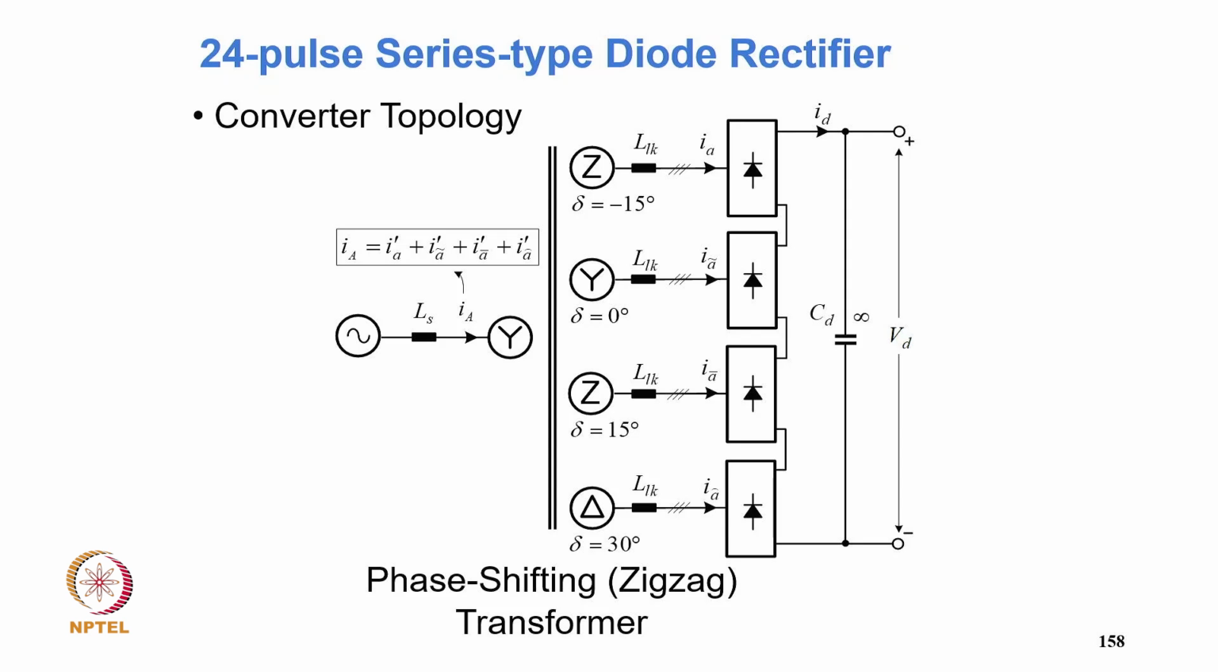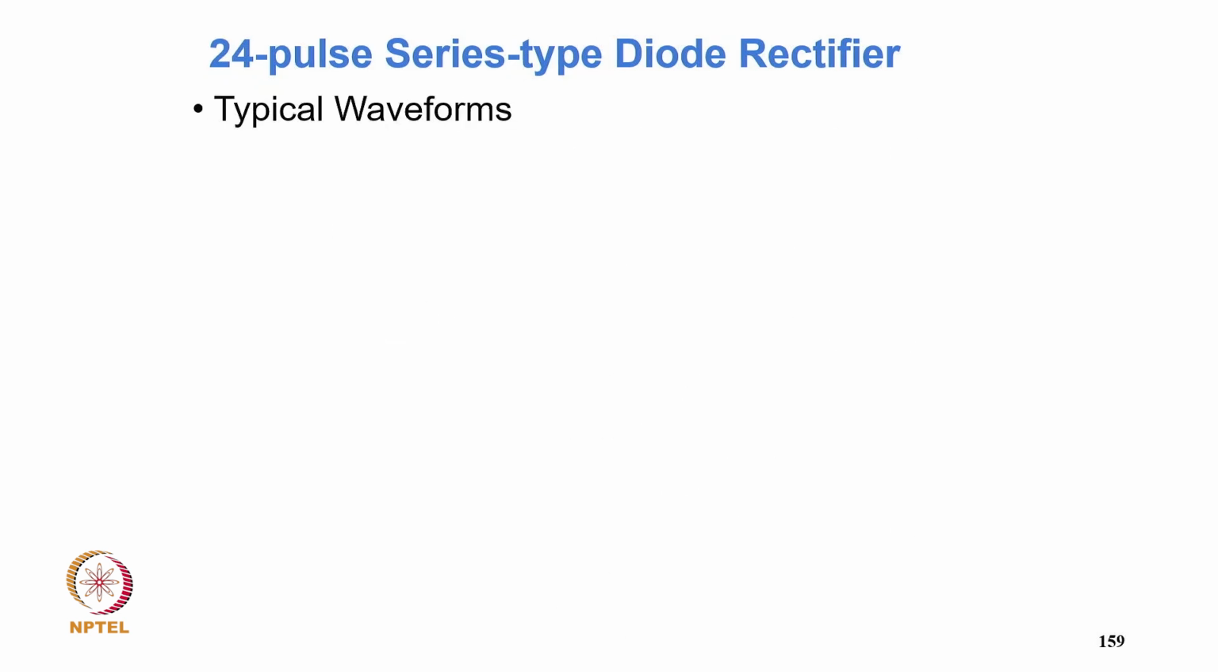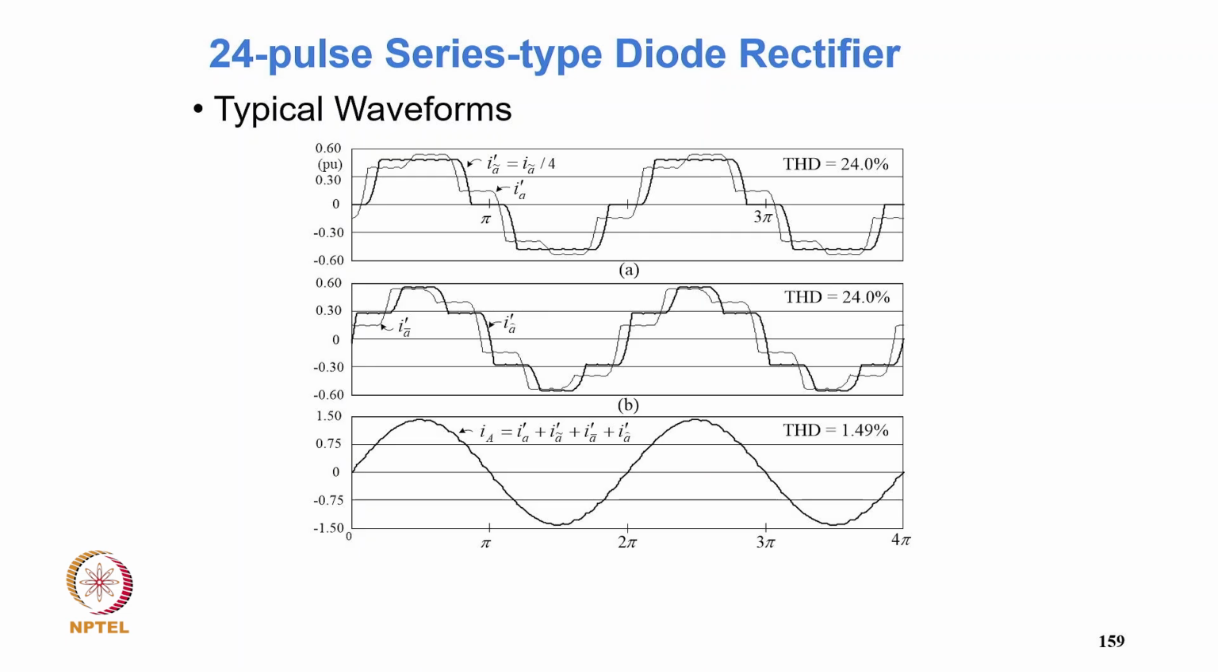Then coming to 24 pulse converters, 4 converters are connected in series. You can connect in series also because isolation with the plus minus 15 degree phase shift is given, and plus minus 30 degree. So typically waveforms are there of all four converters, and you combine it, it becomes like a THD.